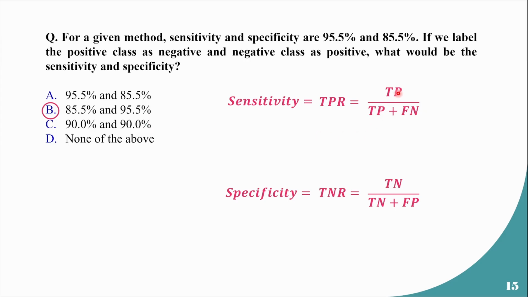Because in this case, true positive will have become true negative, and false negative will have become false positive. So it will basically mean true negative divided by true negative plus false positive, which is the value of specificity that you calculated earlier. So the sensitivity value will now be equal to the specificity value that we calculated earlier, and vice versa, the specificity value will now be the sensitivity value we calculated earlier. That was the answer the question was trying to get at. Just another exercise to practice this sort of formula for sensitivity, specificity, and such.